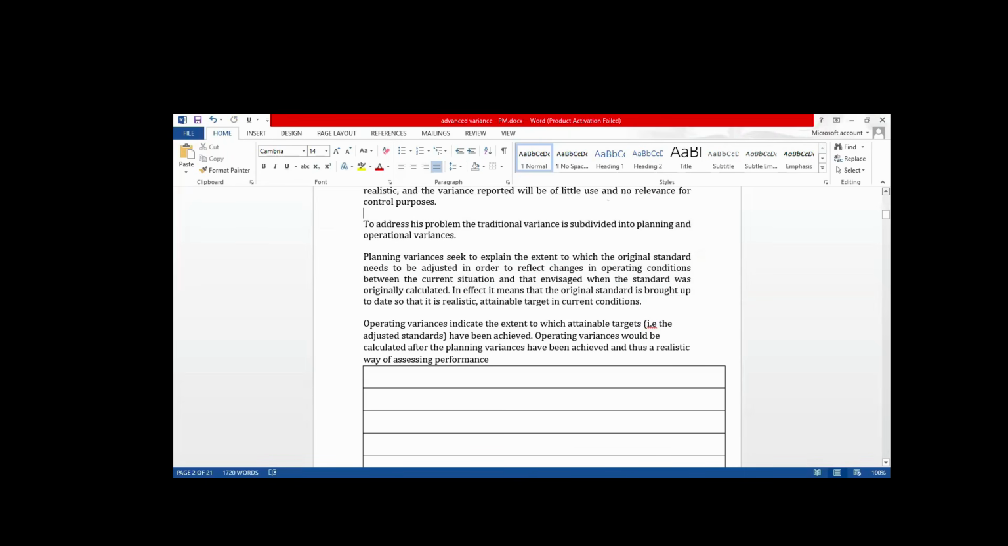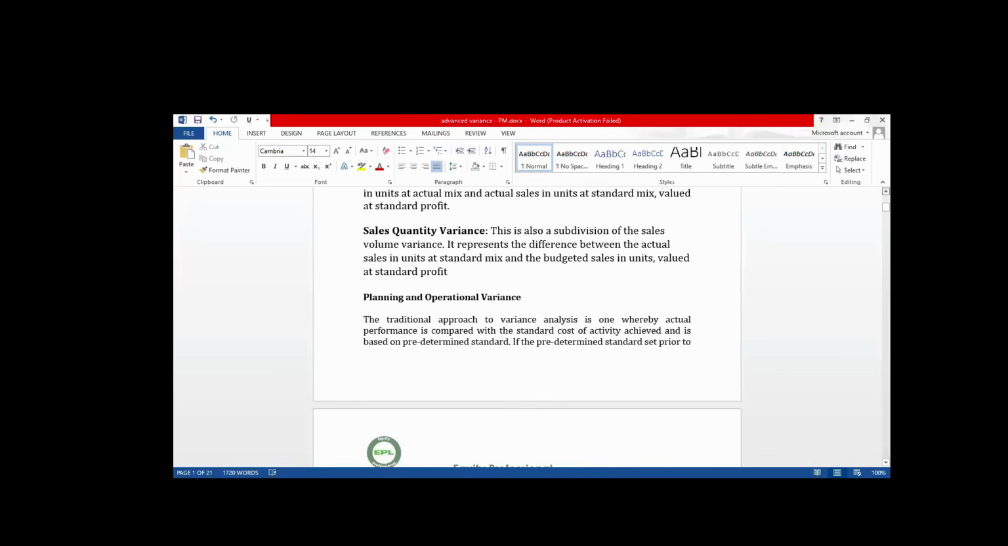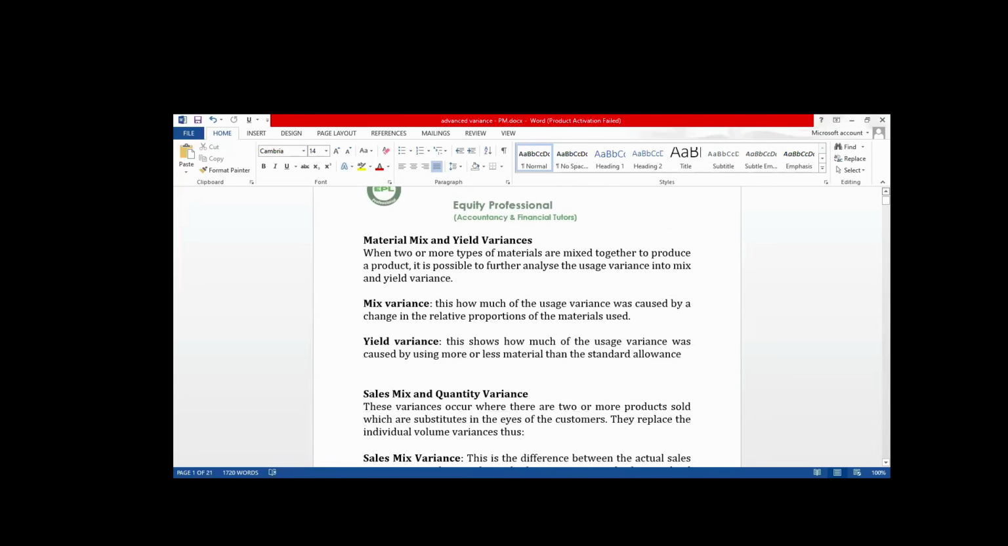We are going to look at material mix variance and material yield variance. We shall discuss sales mix and sales quantity variance. And we shall discuss planning and operational variance. We have just like 20 minutes.